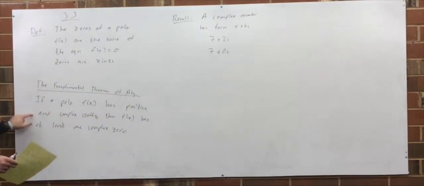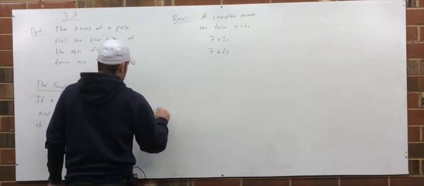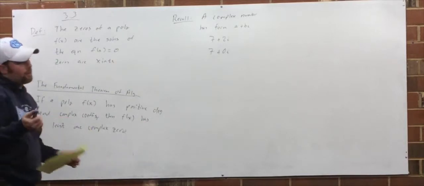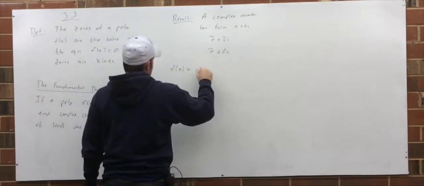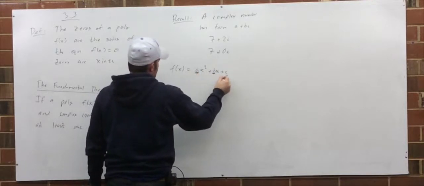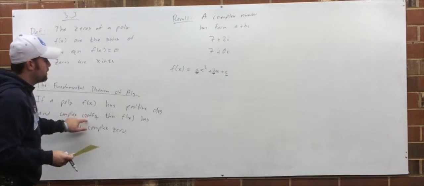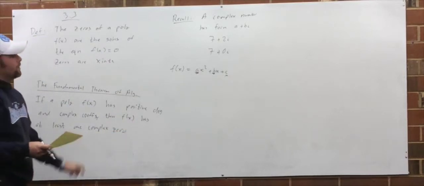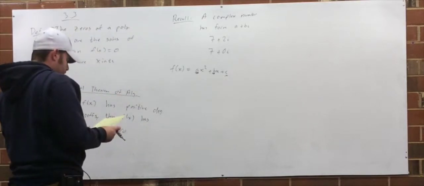Alright, so that's what this fundamental theorem of algebra is talking about. A polynomial f of x has a positive degree, so a degree, and complex coefficients. So remember your coefficients, you know, ax squared plus bx plus c. These are your coefficients, your a, your b, your c. So it's saying if there's complex coefficients and a positive degree, then there's at least one complex 0. And we'll see examples of that moving forward.